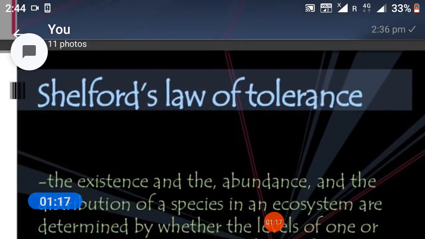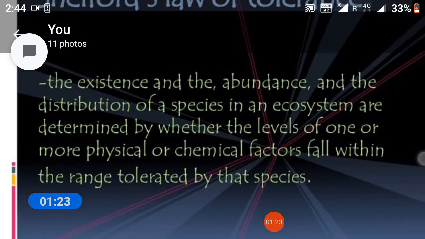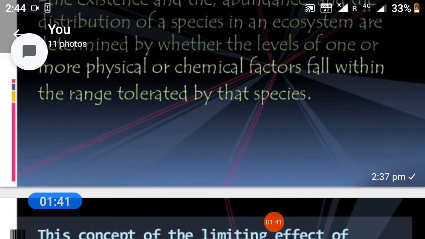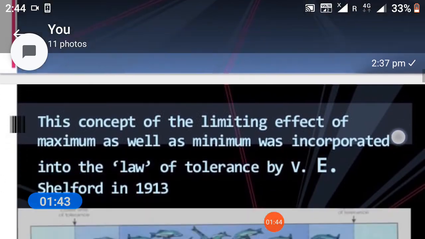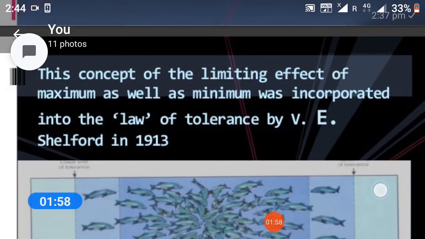Shelford's law of tolerance: the existence, abundance and distribution of a species in an ecosystem are determined by whether the level of one or more physical or chemical factors falls within the range tolerated by the species. This concept of the limiting effect of maximum as well as minimum was incorporated into the law of tolerance by V.E. Shelford in 1913.